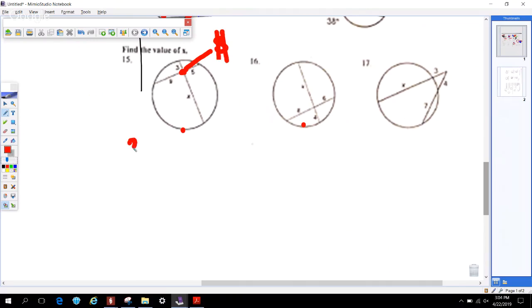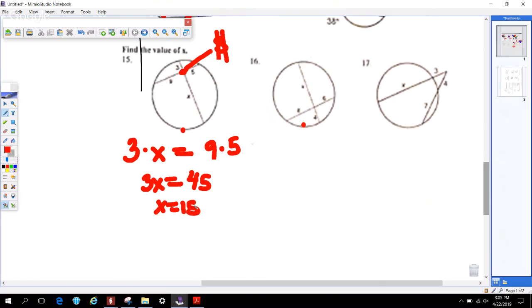So we're going to do 3 times x equals, can someone tell me the other numbers for 15? Thank you. 9 times 5. So 3 times x is going to give you 3x. 9 times 5 gives you 45. And then divide. You guys should hopefully know that from algebra.